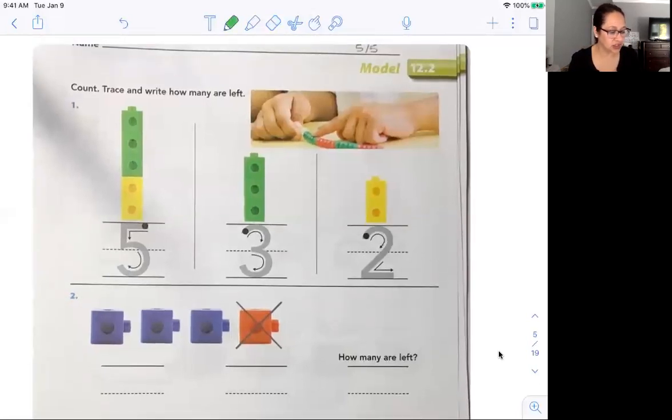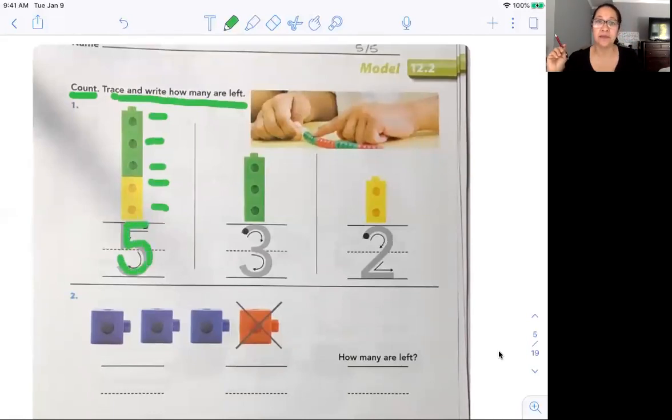So we're going to start with the top. Let's see what the directions say. It says count, right? And then it says trace and write how many are left. So there's 2 parts to the directions. So the first thing you need to do is count. So let's count how many there are in total, all right? So there is 1, 2, 3, 4, 5. So you see how there's 5, and you're going to trace 5. Okay. And now let's count these right here. 1, 2, 3. How many are there? 3. So you trace the 3 round and round again.